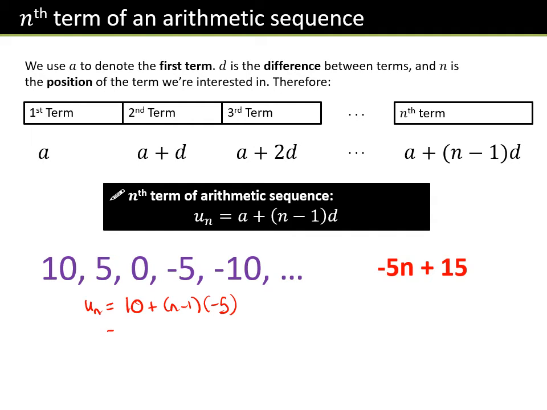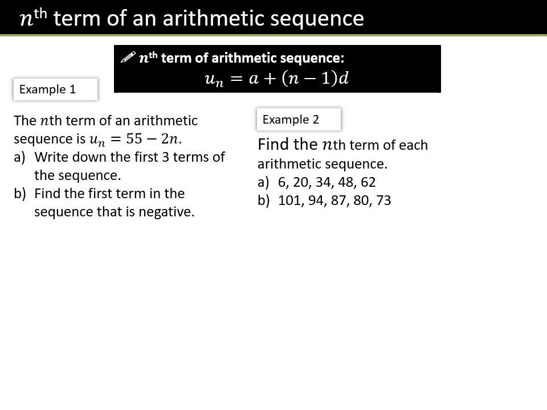So again, I'm going to put that minus 5 to the front. So we would normally multiply it out and then simplify. 15 minus 5n. Again, no surprises. Okay. So in terms of how we're going to be using this, not too tricky, just have this a plus n minus 1 d in your head, and here we go.